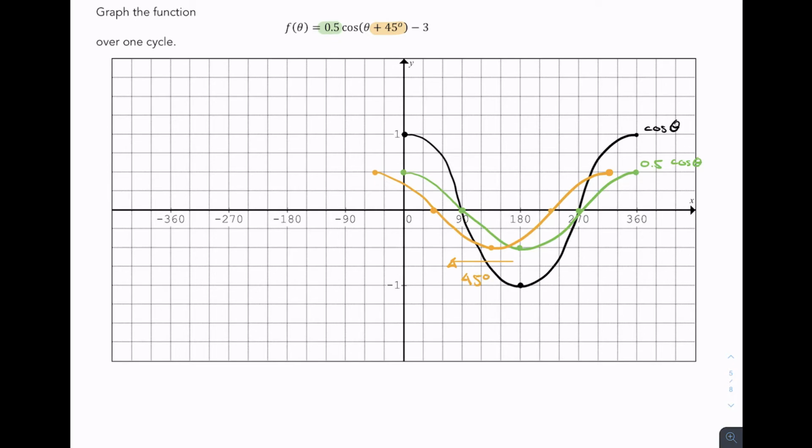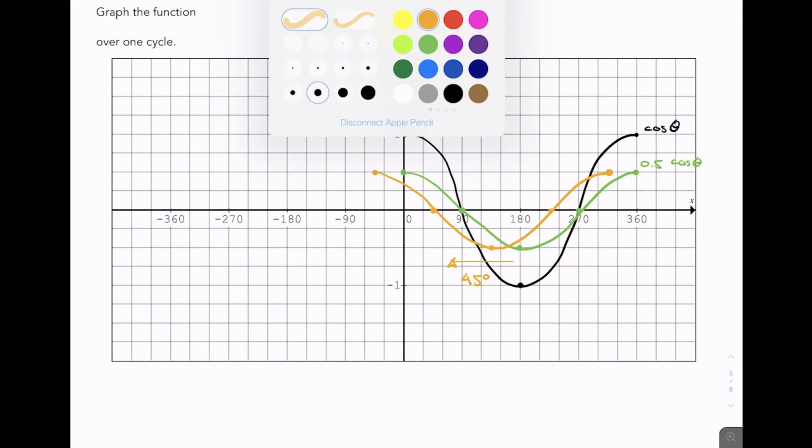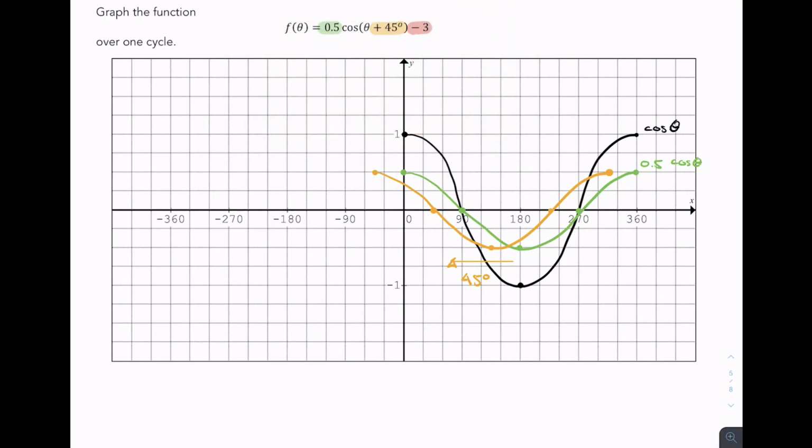Okay, the last one, nice and easy, is a vertical shift down 3 units. We'll do that in red. That's this guy over here. And I'm taking my last graph, and I will show the motion of it, basically moving it down 3 units.